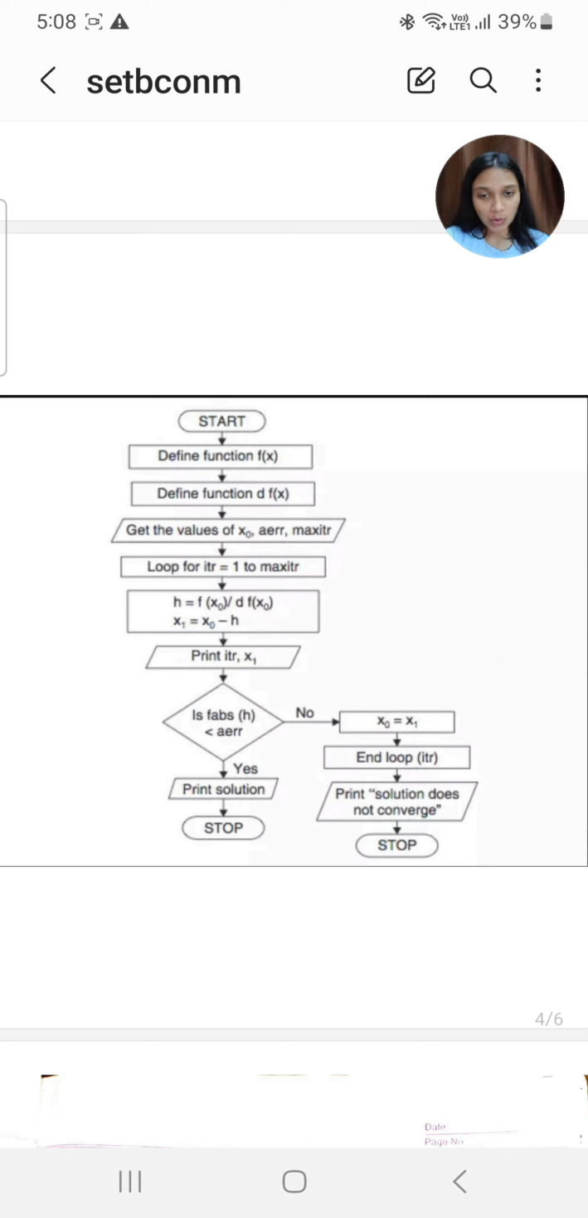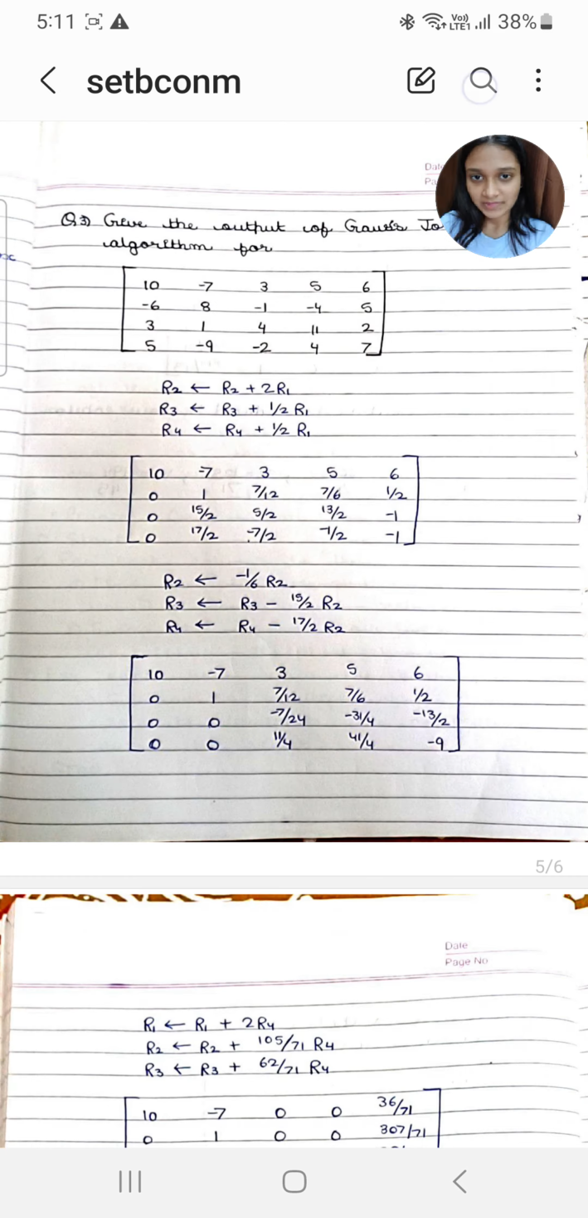And if it is false, then we would put the value of x0 as x1, and then again we would start the loop until the absolute error is greater than the absolute value of h. We will print the solution and then we will stop the loop.